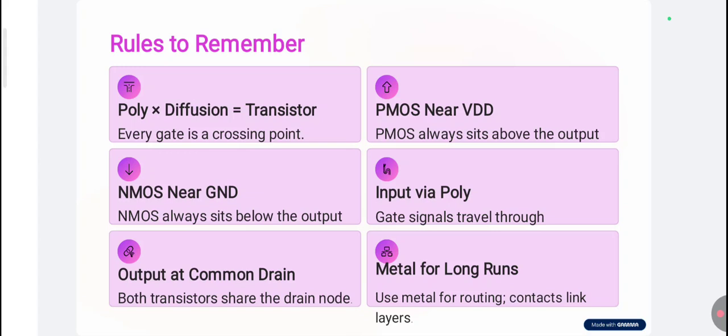So simply to say, a stick diagram is not the final chip layout. It is simply a symbolic layout diagram that helps us understand the transistor placement, layer connections and CMOS logic before doing the actual physical layout.